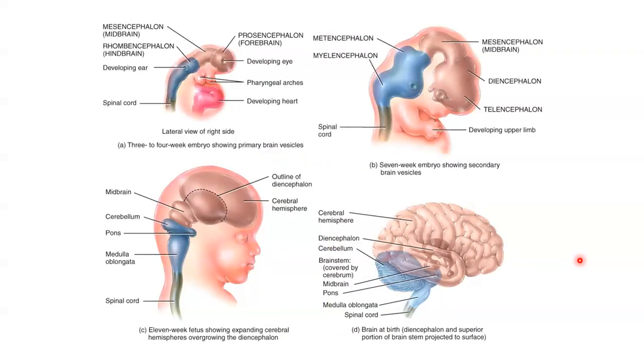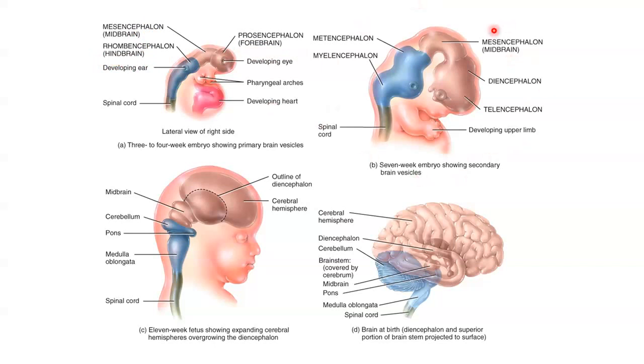As development continues, the front part or the anterior portion of that tube will develop into 3 enlarged areas, which we call our primary brain vesicles. Again, I'm not too worried about you knowing each of these names. I will not assess you on that, but just for interest's sake, the prosencephalon is our forebrain, the mesencephalon is our midbrain, and the rhombencephalon is our hindbrain.